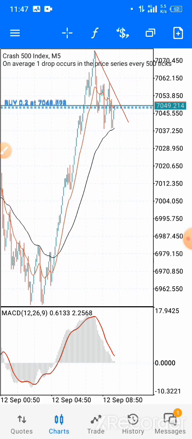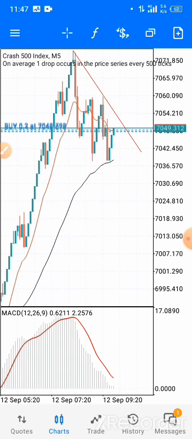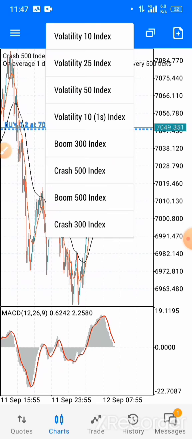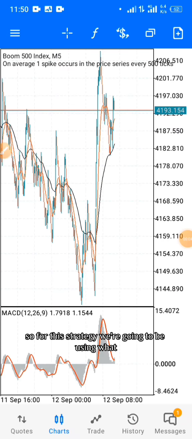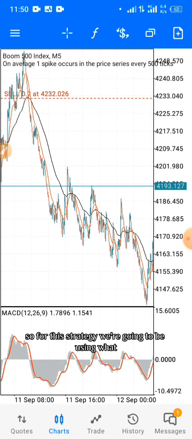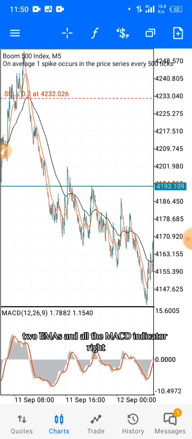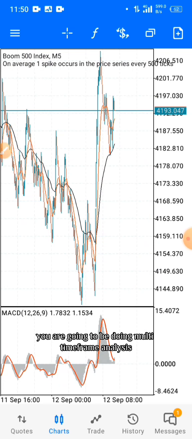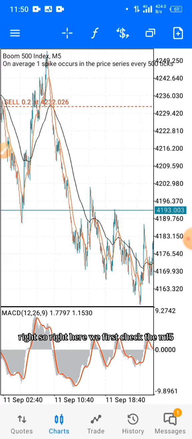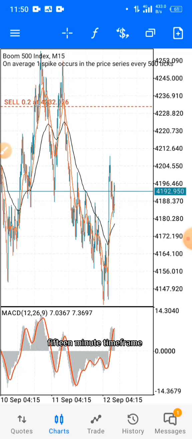Okay, so let me show you what I mean. Wow, we are going to be using this strategy. Let's go to check Boom 500 so that I can show you what I'm talking about, right? For this strategy, we're going to be using three indicators, 2 EMAs and the MACD indicator, right? We're going to be doing multi-timeframe analysis, right? So right here, first we check the M15, the 15-minute time frame, right?